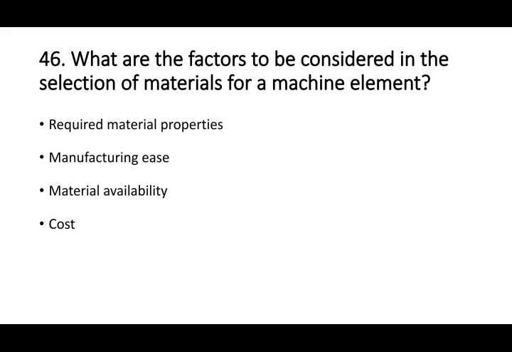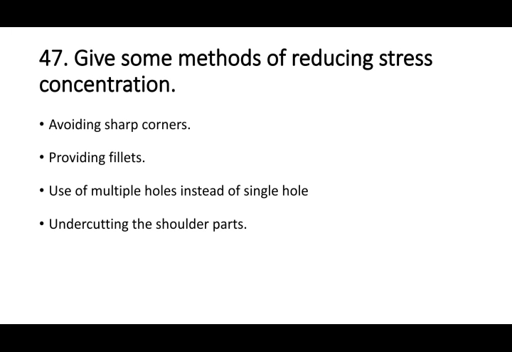Next question, what are the factors to be considered in the selection of material for the machine element? The factors are required material properties, manufacturing ease, material availability, and the cost. Next question, give some methods of reducing stress concentration. How can you reduce the stress concentration? It can be reduced by avoiding sharp corners, providing fillets, that means providing a radius, using multiple holes instead of a single hole, and undercutting the shoulder parts. With these methods you can reduce the stress concentration.